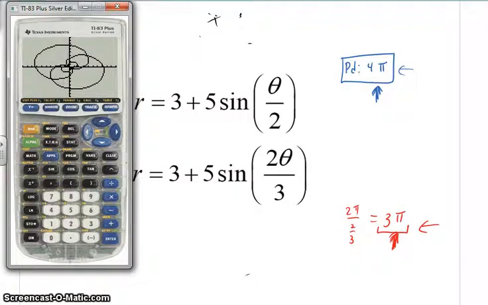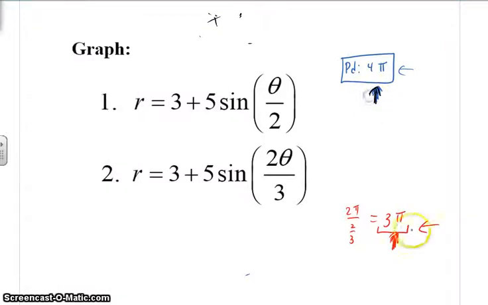So the whole point of this was to use your calculator to graph these things, but you still have to pay attention to things like what's the period in order for you to get a complete look at the graph.